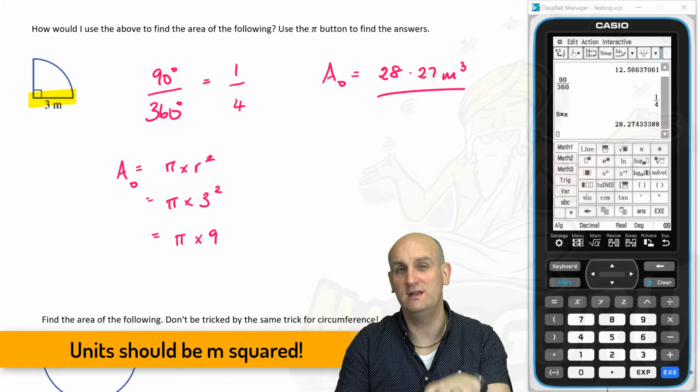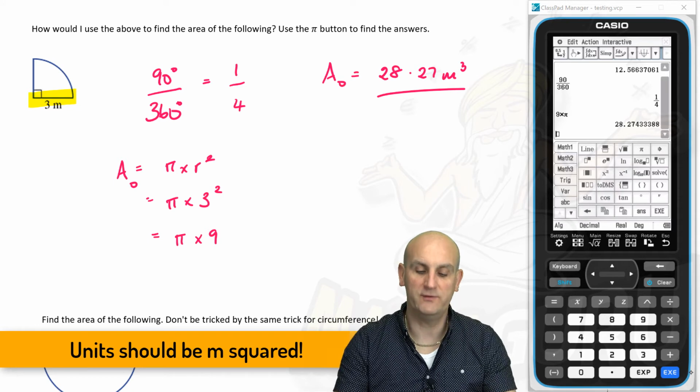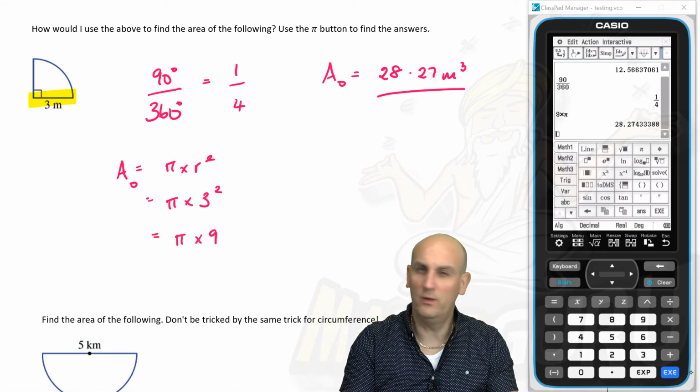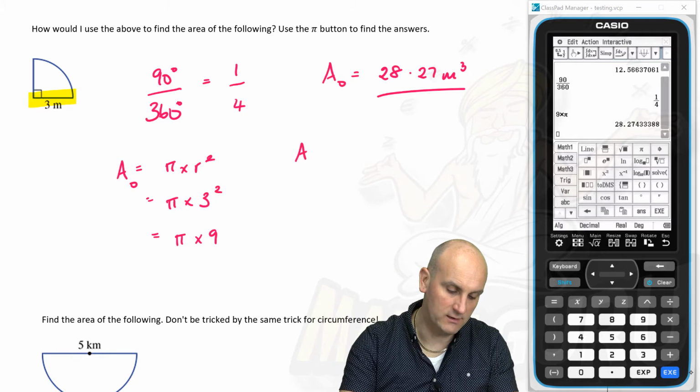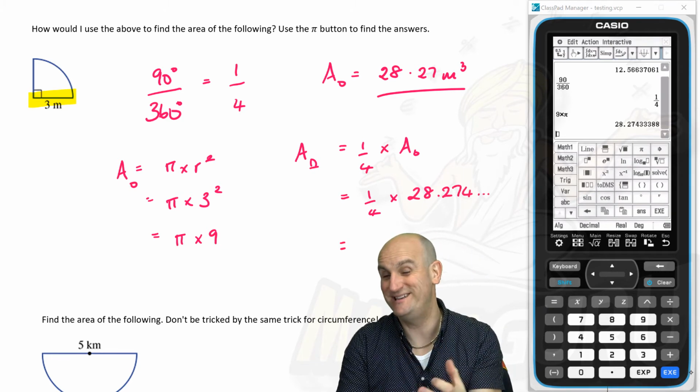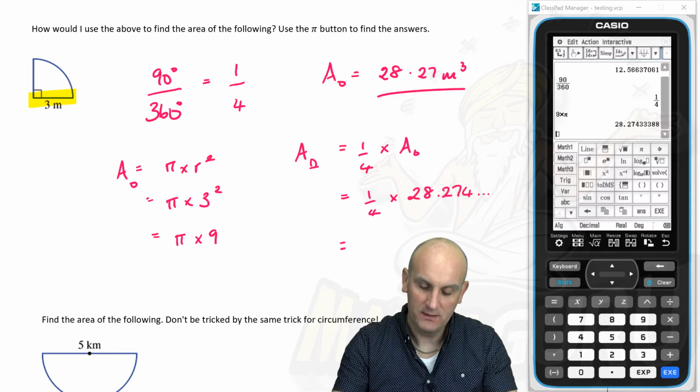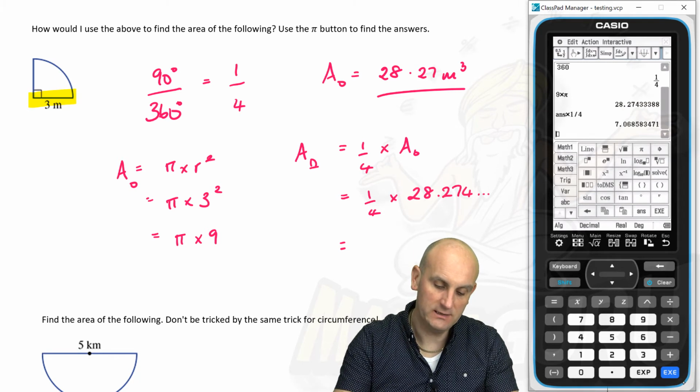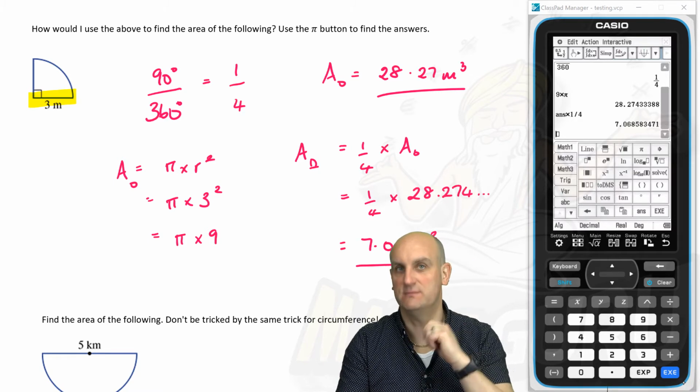Now actually, that's not my final answer. While I've rounded it to 2 decimal places there, I'm going to use all the values you can see in my calculator. Did I want the area of the whole circle? No, I want the area of that quarter. So that's a quarter times the area of my whole circle, a quarter times 28.274..., and I always use the extra decimal places to show my examiner that I'm being clever. So I multiply that by 1 divided by 4, and that gives me 7.07 meters squared. That is my final answer.